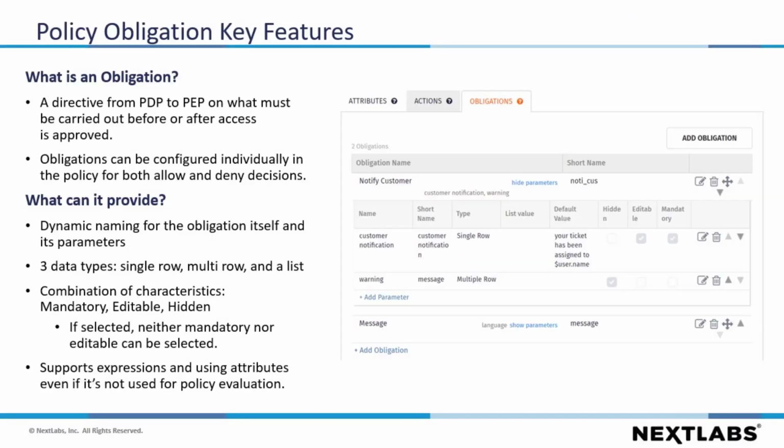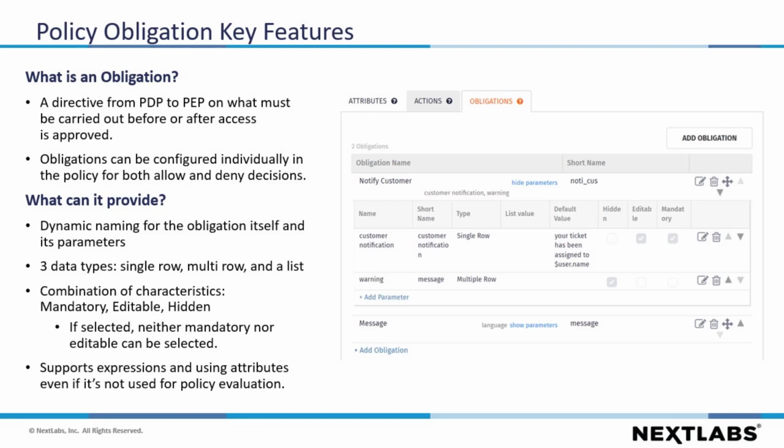An obligation is a directive from the policy decision point, PDP, to the policy enforcement point, PEP, on what must be carried out before or after access is approved. If the PEP is unable to comply with the directive, the approved access may or must not be realized.